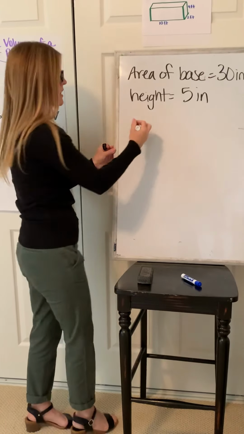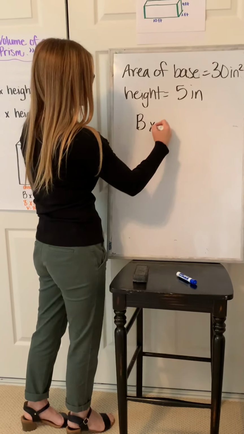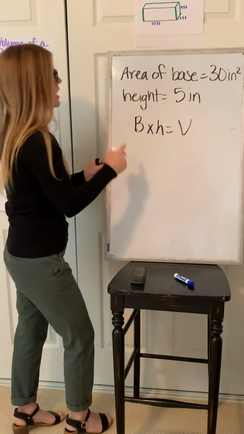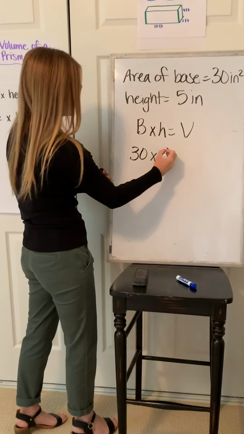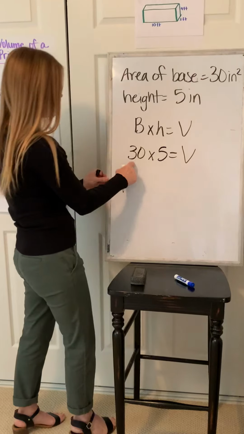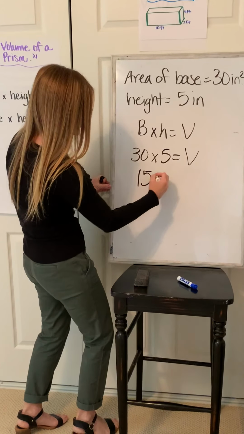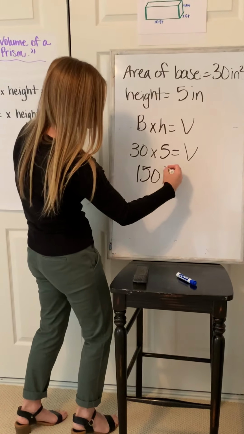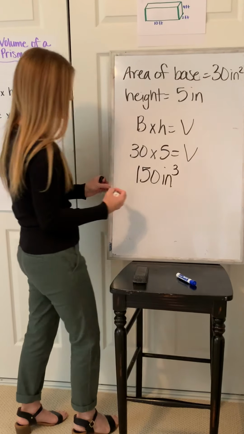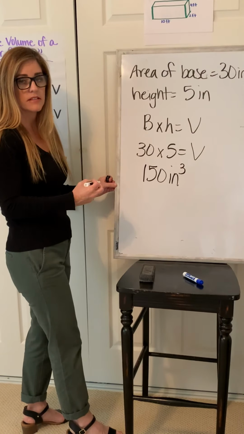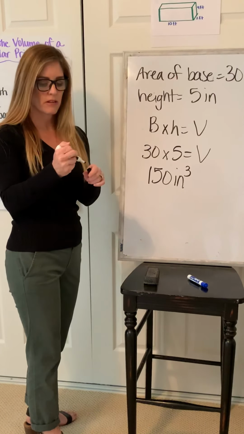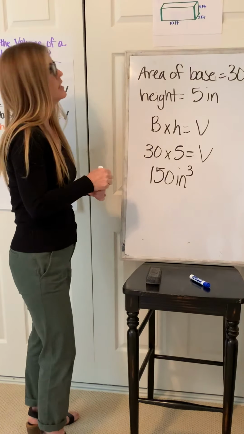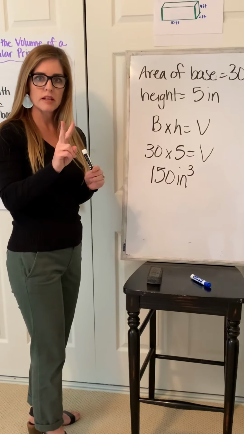We know the other formula was area of the base times the height. I know the area of the base is 30. The height is 5. 30 times 5 would be 150. My units were inches, so I would have cubic inches for volume in that case. So again, I know this is just a quick review because we've been doing this, but I know it's been a few weeks. You might be out of practice. So just recalling two formulas.